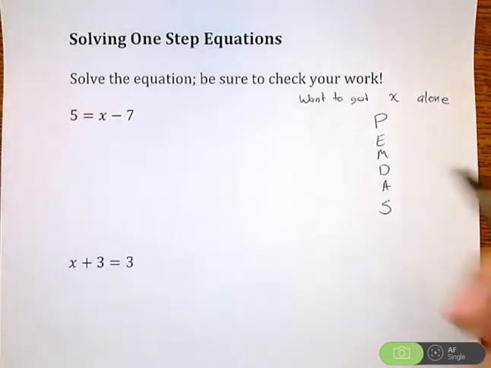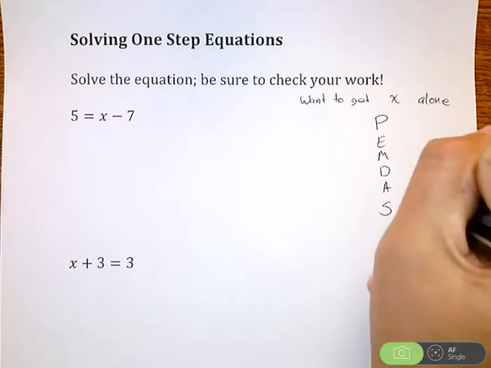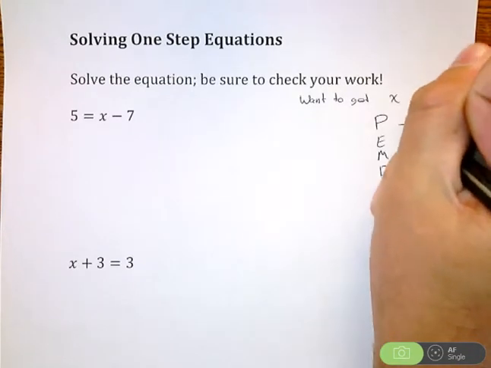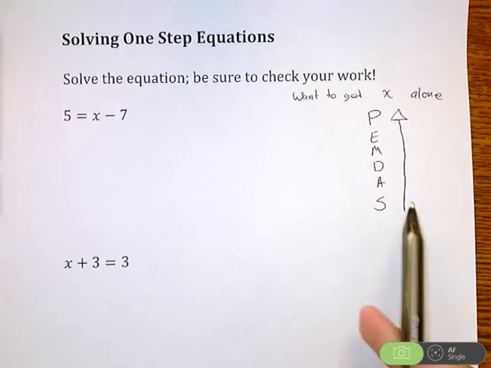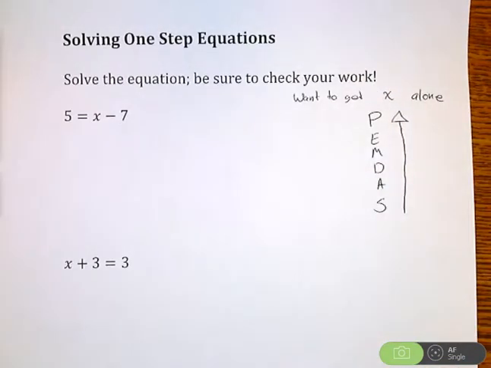What you're going to do is, and this is why we learn the order of operations PEMDAS, when you're solving equations, you're really doing PEMDAS backwards. So we're going to get rid of any addition and subtraction first, then multiplication and division, then get rid of exponents, then get rid of parentheses. We want to work backwards, and we want to get x alone.